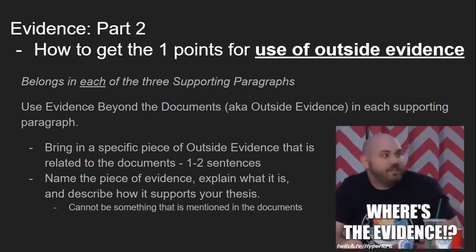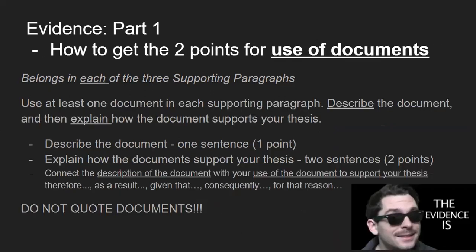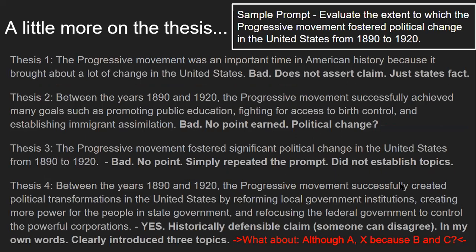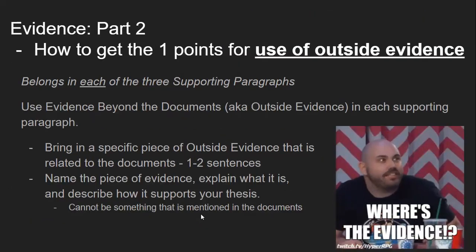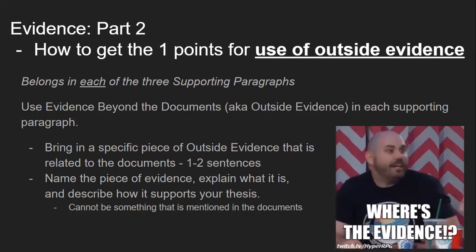So you have to use the documents, and then they want you to bring in one more thing. For each supporting paragraph, you have to come up with one more thing that you are aware of that supports that point, right? If you're in the second supporting paragraph, which I'll go back again, the focus of that is creating more power for the people in state government, right? And let's say there was one document that talked about the initiative, and one document that talked about the recall, and none of the documents talked about the 17th Amendment, right?